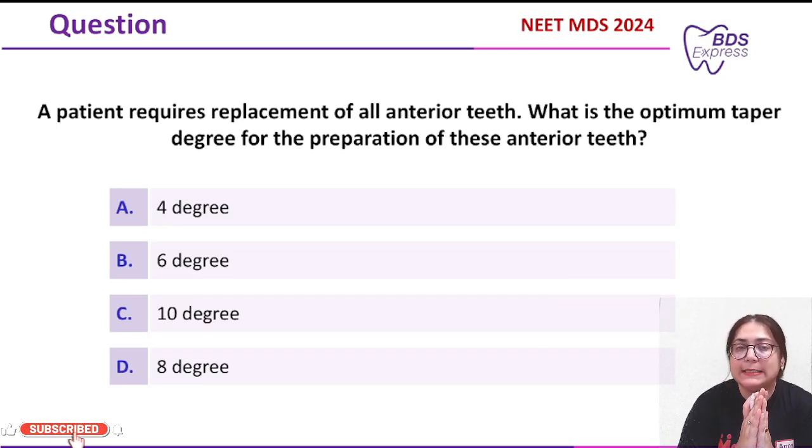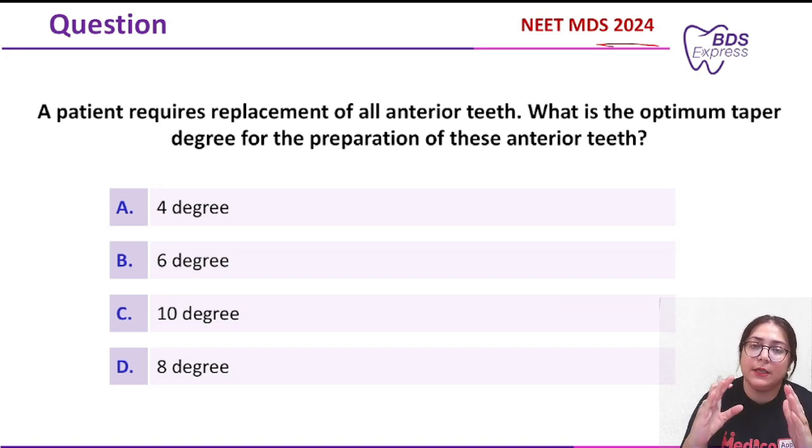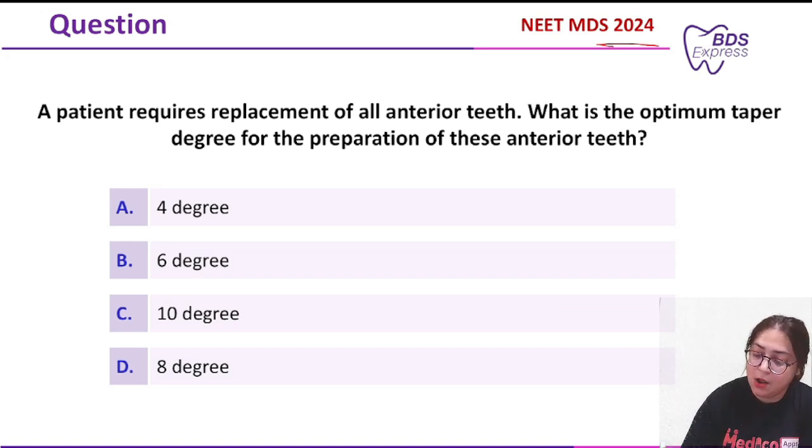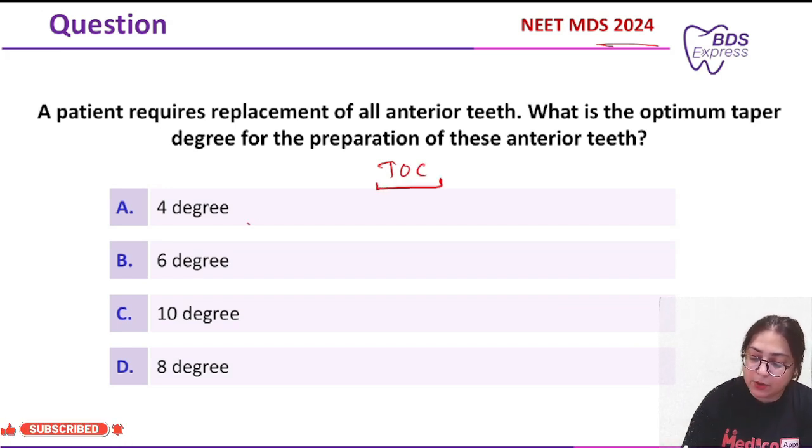In today's class, we'll be seeing this Prostho question. This question was quite straightforward and they were asking regarding the total occlusal convergence. This question was asked in the year 2024. Question says that a patient required replacement of the anterior teeth. What is the optimum taper degree for the preparation of these anterior teeth? So they are asking degree of taper, or you can say TOC, which stands for total occlusal convergence. Options given were 4 degree, 6 degree, 10 degree, 8 degree.